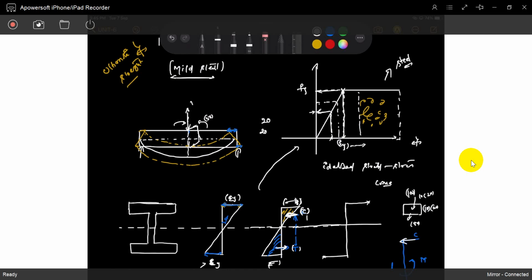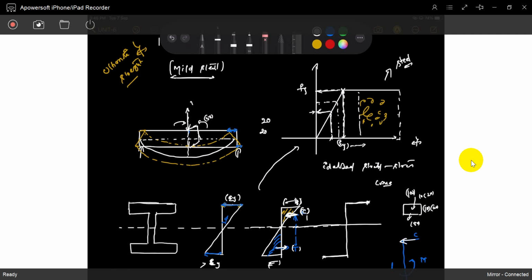If it is increased to 60 also, it will sustain. How is it sustained? It should produce a 60 moment to counteract that 60. How is it produced? That is the question. So strain is increasing, but the stress is same at the outermost edge.